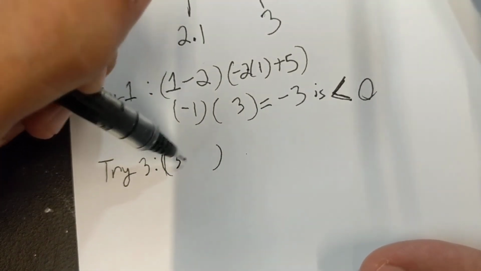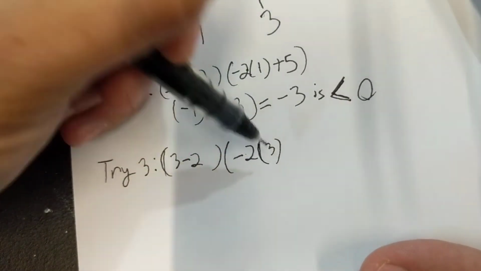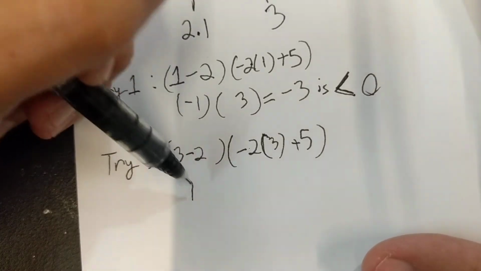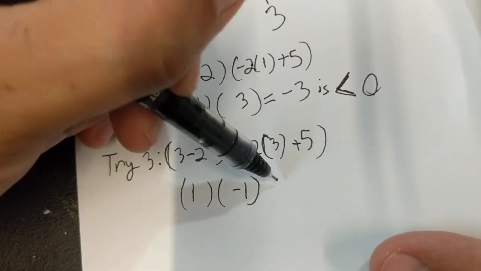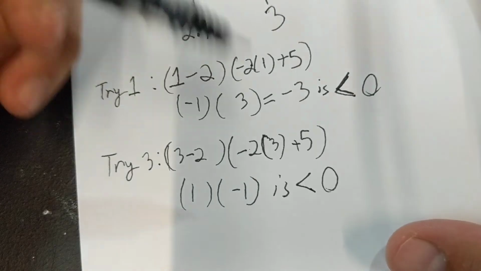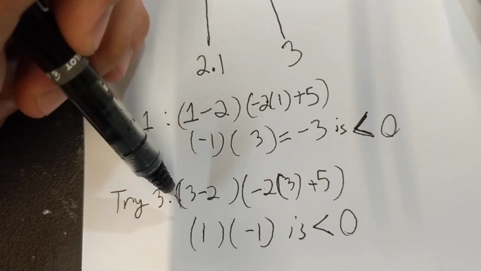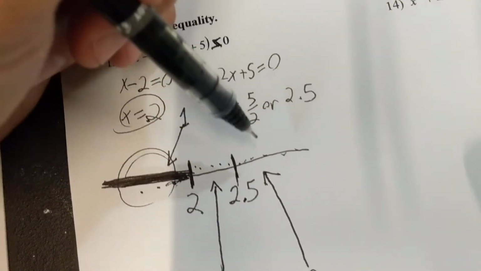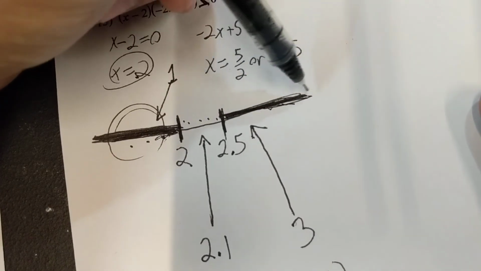And then we'll do the same thing. 3 minus 2 times negative 2 times 3 plus 5. 3 minus 2 is 1, and negative 2 times 3 is negative 6 plus 5 is negative 1. And indeed, that is less than 0, because 1 times negative 1 is negative 1. So when we tried a 3, it ended up less than 0 as well, which is what we were looking for. So on the part to the right of 2.5, these numbers do what we want.